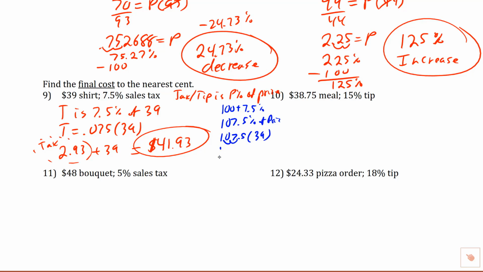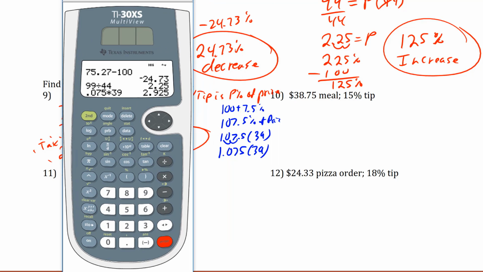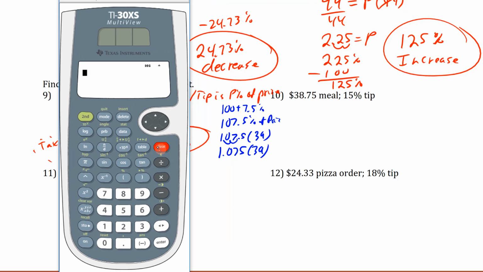Move the decimal over two places. The 1 represents 100%, and take a look at this. This is the 0.075 that we had here, times 39. Grab that calculator. So here's what we'll type in instead. And this is why I like this, because it goes a little quicker.